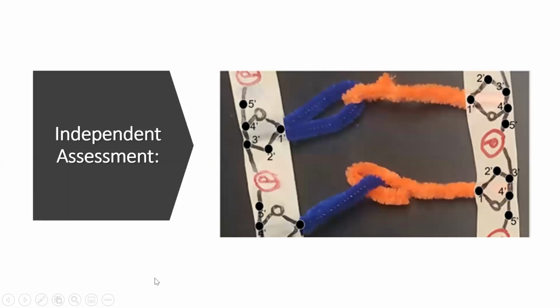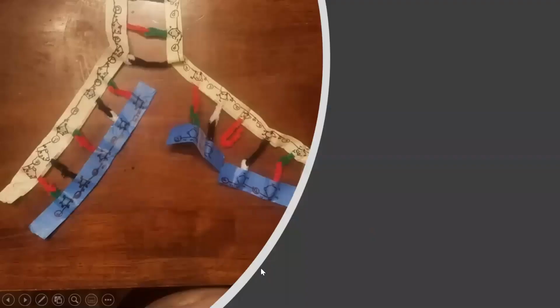Now the independent assessment portion is that, with them working in pairs building this model, one student is able to draw the sugar phosphate backbone on their model on one strand, where the other student is able to build, draw and label the complementary strand. So between the two, they each have their own independent strand that is a complement of the other. Even though the two of them are building a model together, they're able to be assessed independently.